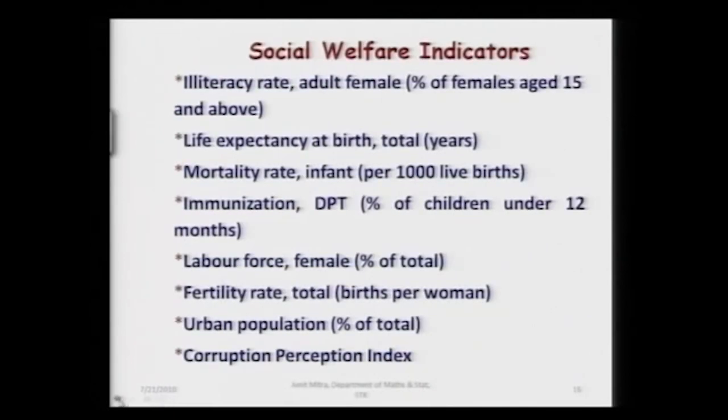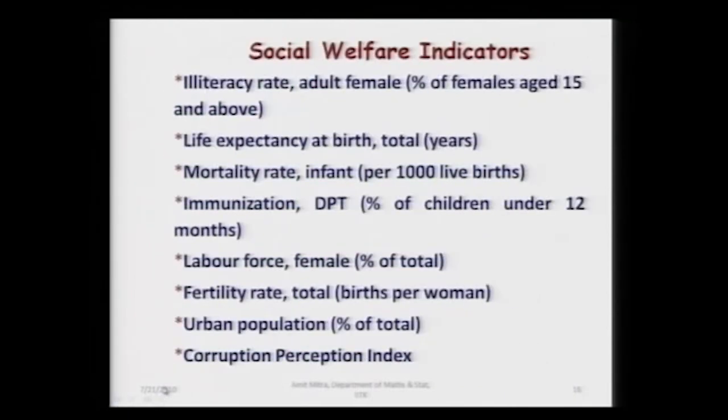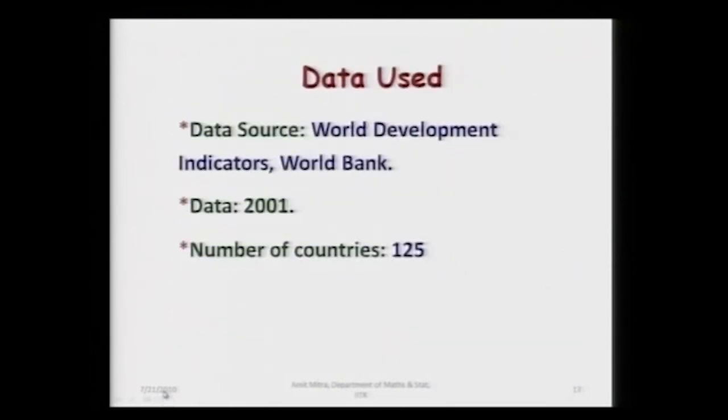In addition to these previous indicators, which are basically economic fundamental indicators, we also consider some social welfare indicators, because the health of a particular country is also looked upon when one is concerned about its social welfare level. These are standard variables used to measure social welfare of various countries: illiteracy rate, adult female, life expectancy at birth, and various others such as labor force, female fertility rate, urban population, corruption perception index, and so on. The majority of the data have been collected from the World Development Indicators.